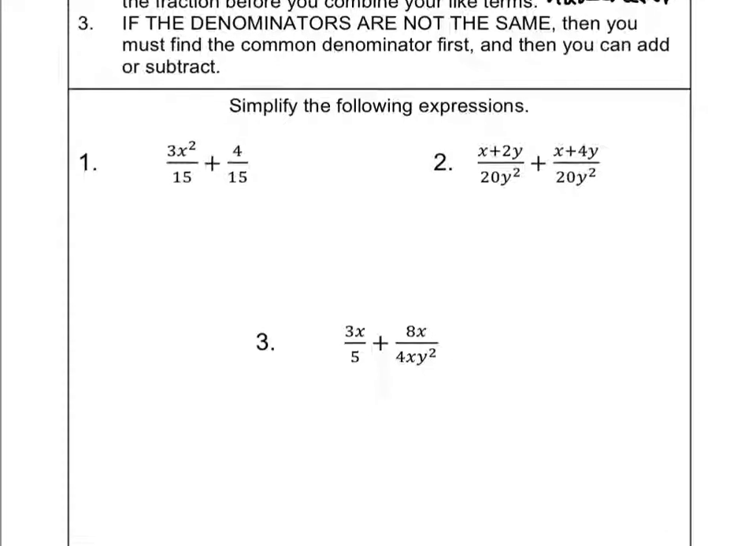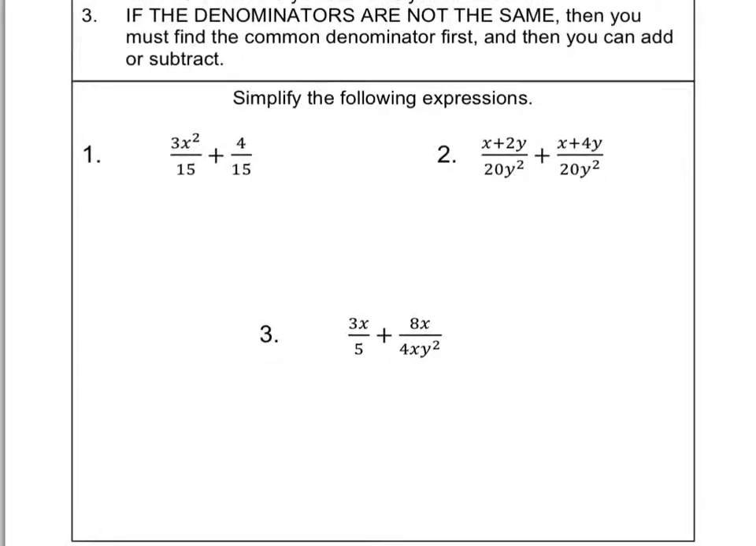We'll start with number 1. First thing you want to look for, is the denominators the same? And as you look at these two here, the denominators are exactly the same. So we're just going to go ahead and combine our like terms. Now, as you look at the top of the fraction, I've got a 3x squared and I've got a 4. Those two things are not like terms. I can't combine them together. So when I put them down, I've got to write them as 3x squared plus 4 on the top. On the bottom, my denominator is just going to stay the same. I do not add the bottoms together. My denominator just stays as 15. And that's it. You're finished.